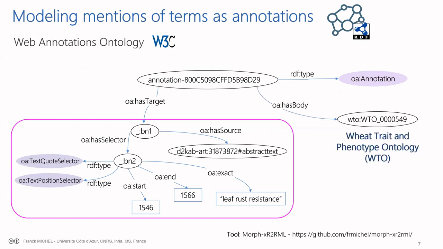And the body of the annotation is the URI of the concept that is being represented. Here, this is the concept of the leaf rust resistance within the WHEAT trait ontology. This transformation is carried out by a tool called Morph-xR2RML that is able to transform heterogeneous data into RDF.